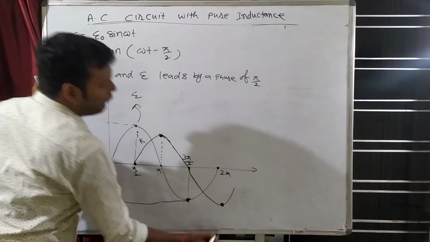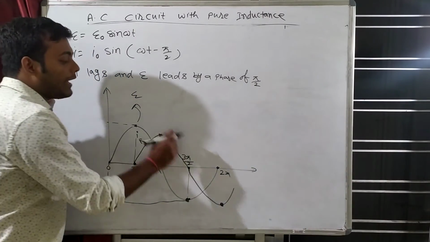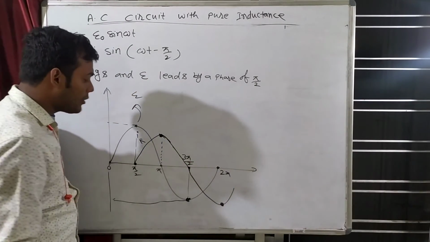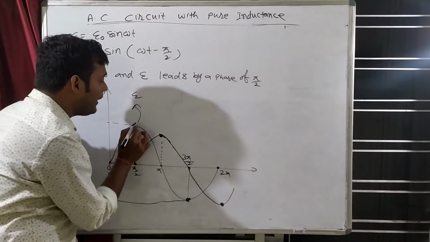And here again the peak will come. When this will be minimum, then there will be a peak. So this is a phase of how much? Pi by 2. So how will we take care of this? First we have to make the peak of EMF.